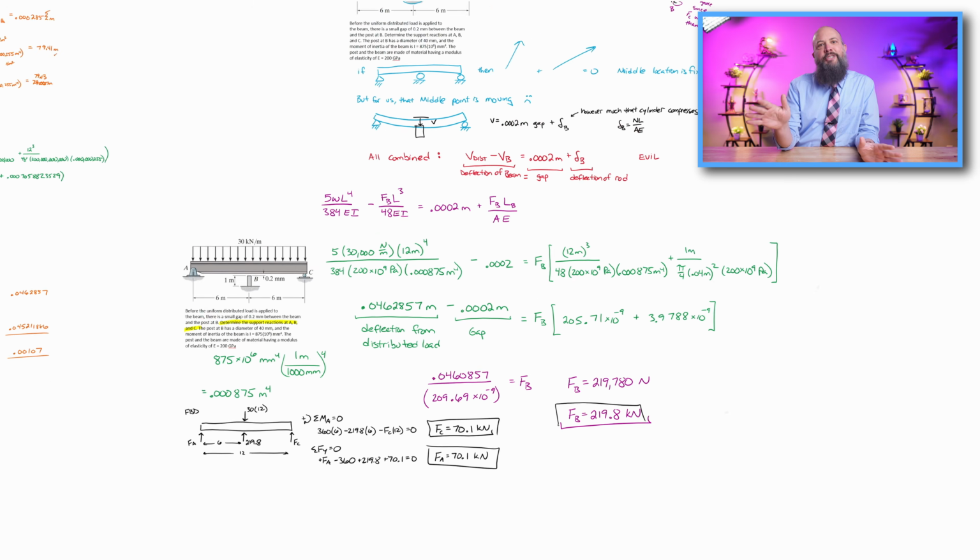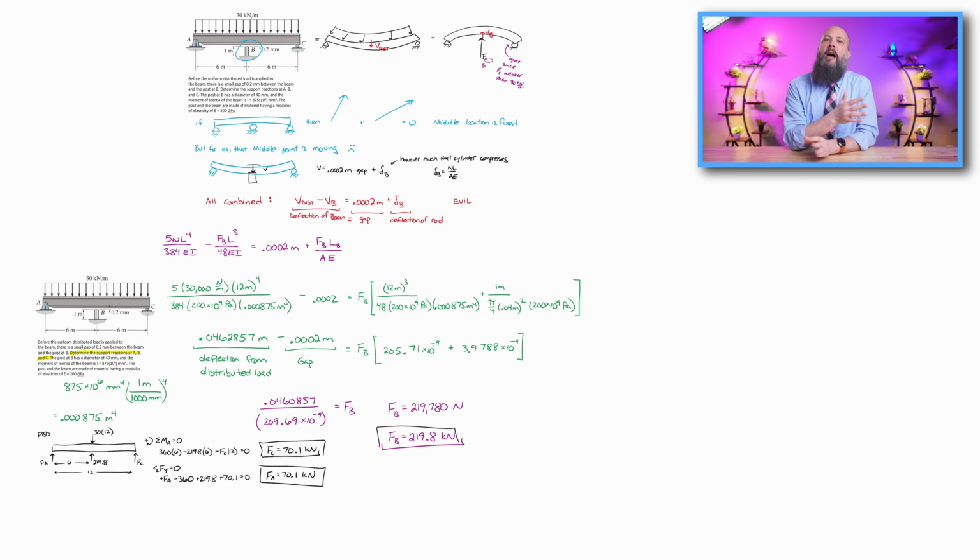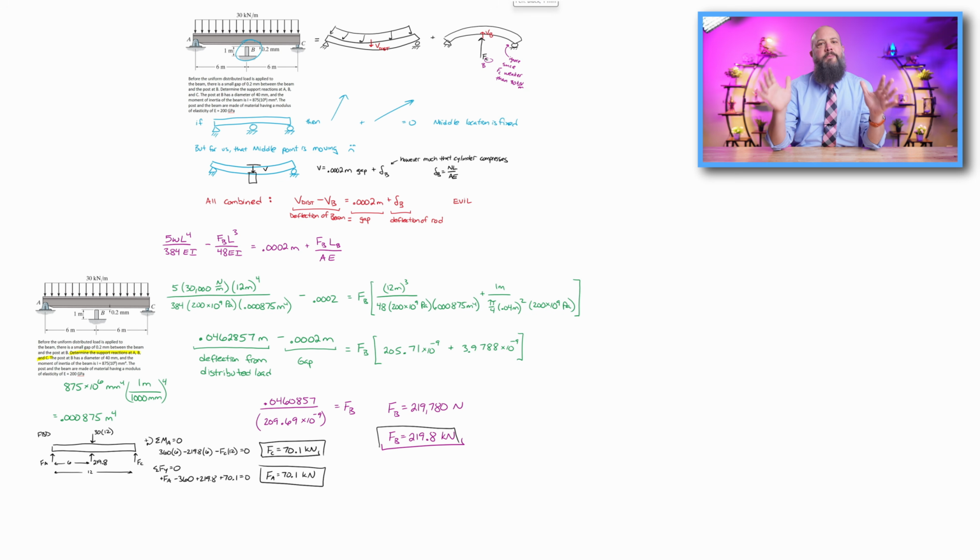Evil beam deflection problem with an axial loading problem. This is as hard as it gets for this sort of problem without going into like double integration. But superposition, that's your best friend. Always try superposition first on beam deflection problems. Going to the tables is always going to be easier than double integration or area moment method or any other method.